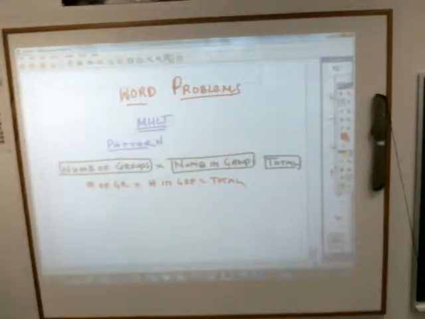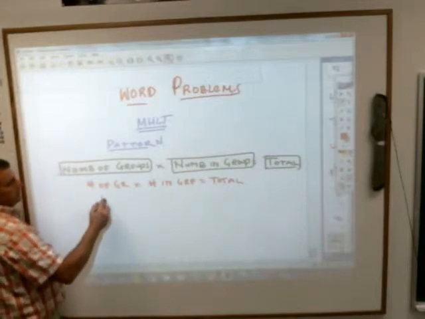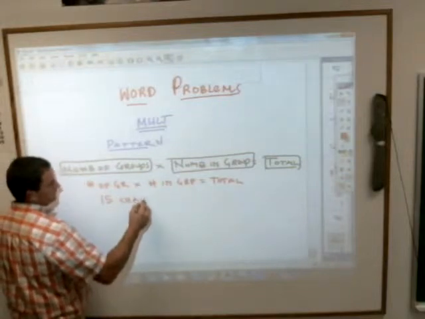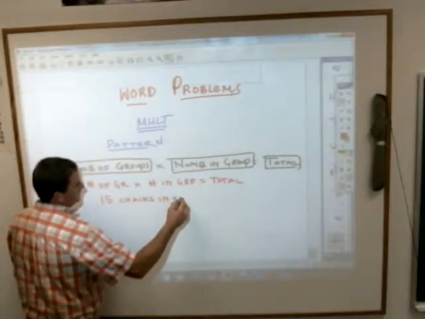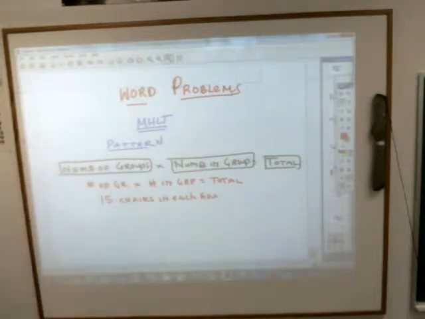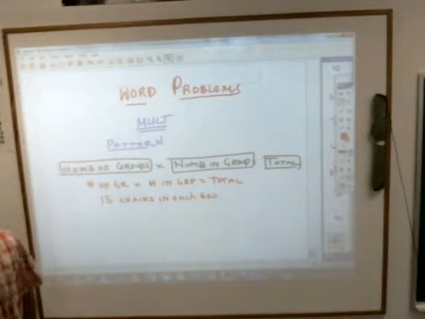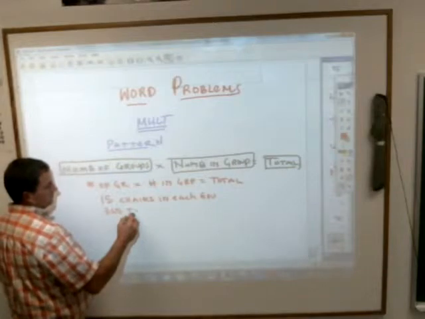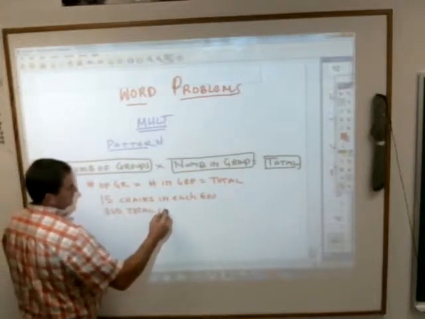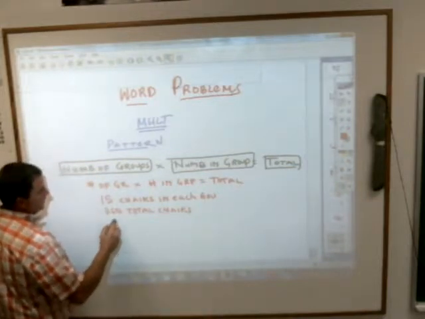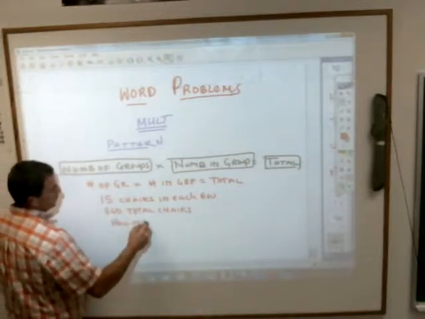In the auditorium, chairs were arranged in rows with 15 chairs in each row. So here, write this down. There are 15 chairs in each row. There are 360 total chairs. How many rows do you have?